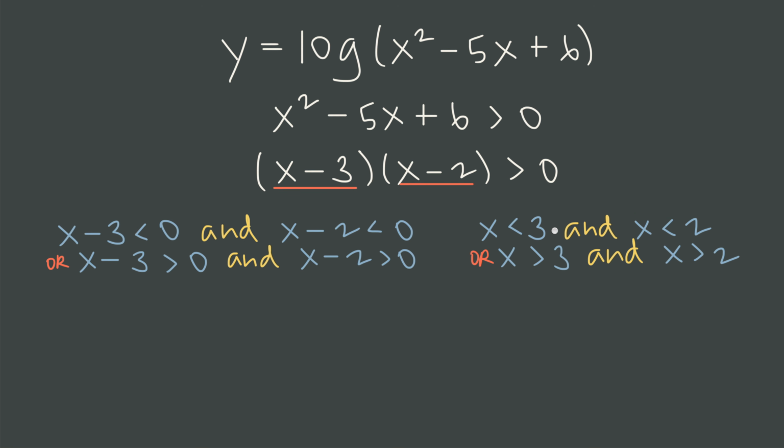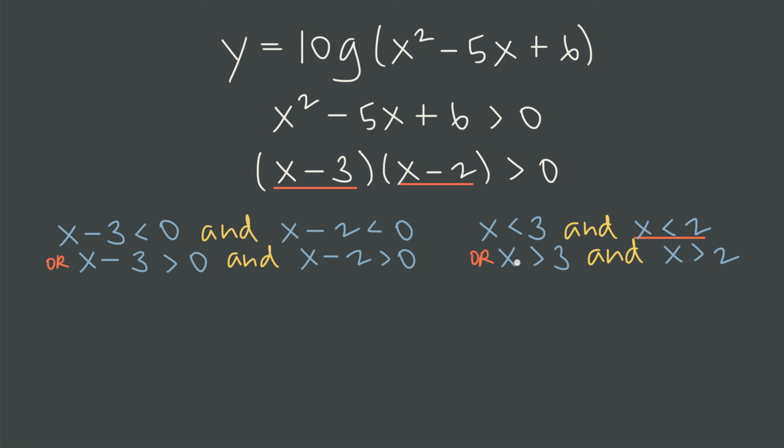So if it has to be the case that x is less than 3 and that x is less than 2, if both of those things have to be true at the same time, the only way they can both be true is if x is less than 2. Because x could be less than 3, let's say 2.99, which would satisfy this inequality, but not this one. 2.99 is not less than 2. The only values that satisfy these two statements are the values x less than 2.